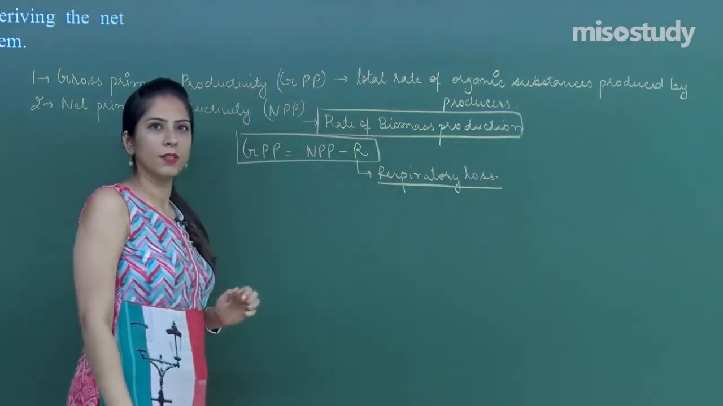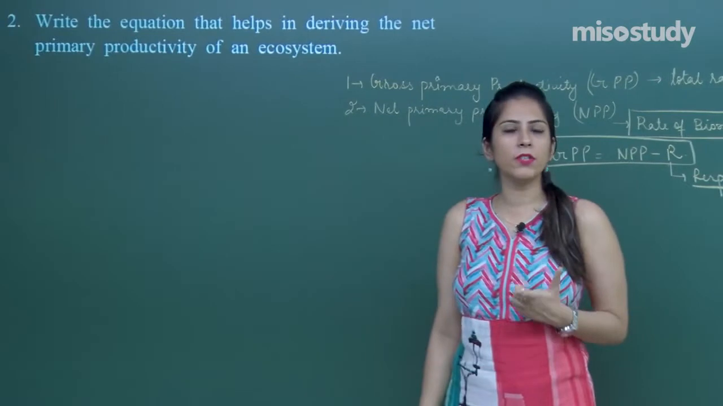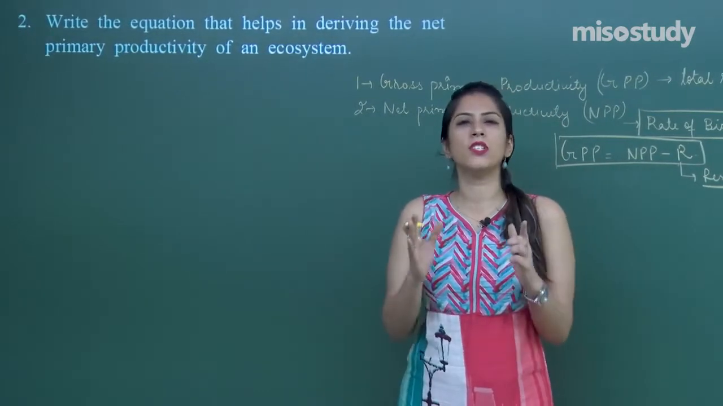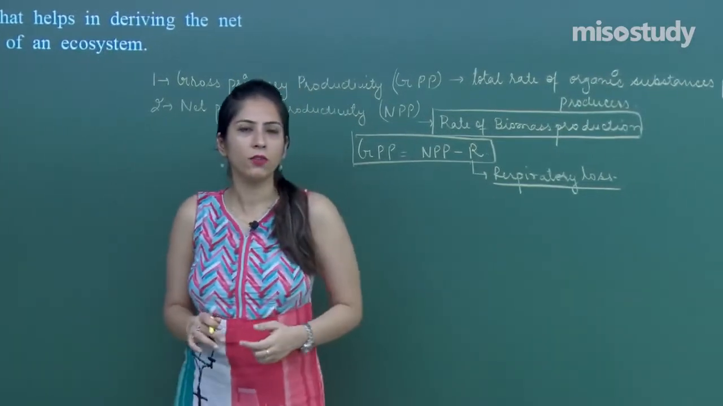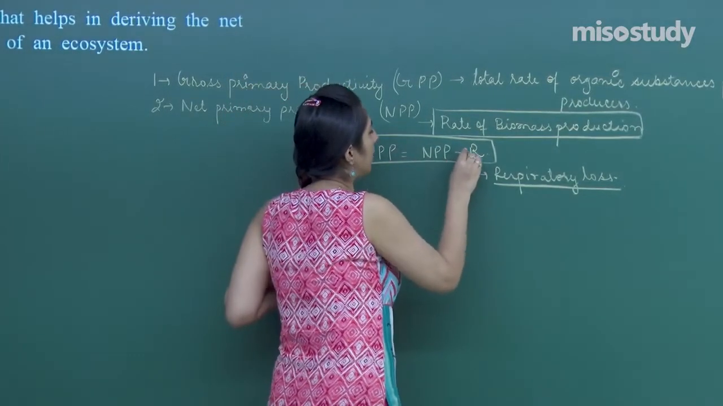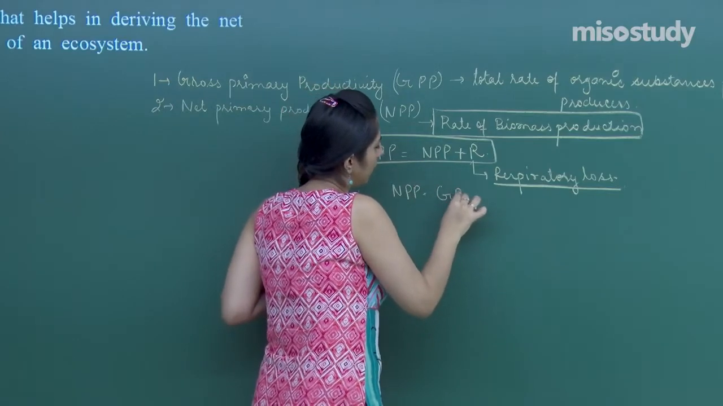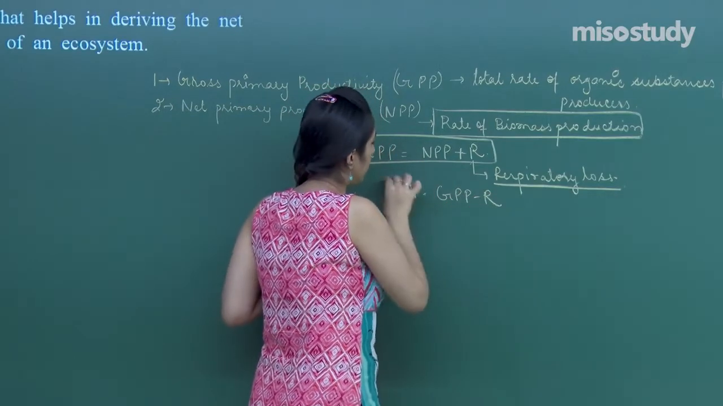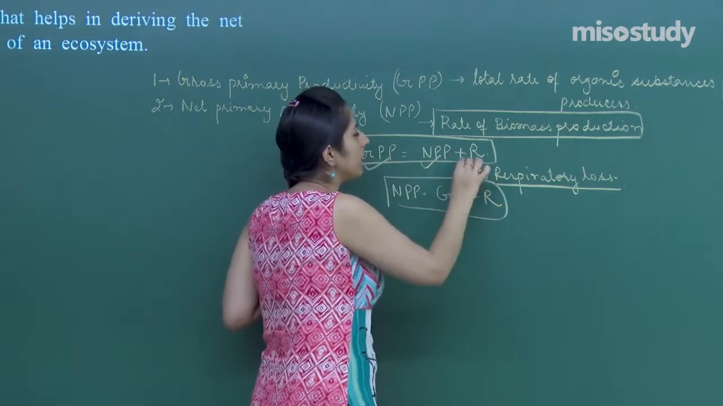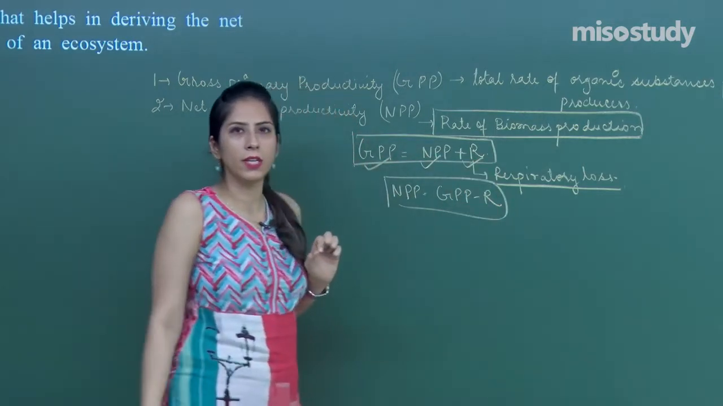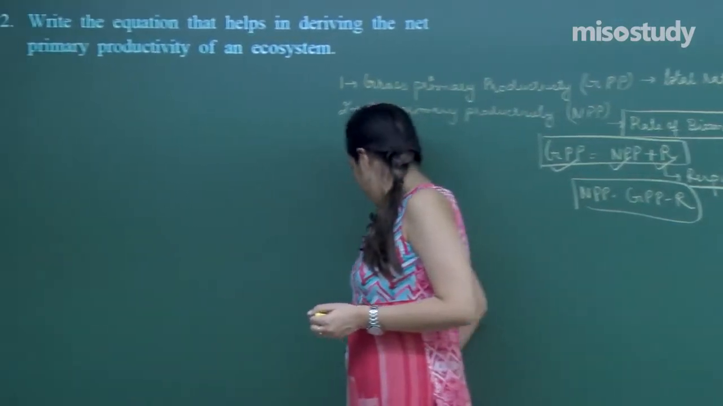Respiratory loss, right? So, this was question number 2, and when we talk about the derivation, GPP is equal to NPP minus R. Sorry, this is NPP plus R. The NPP is equal to GPP minus R. This is the relationship, because this is the total and this is the biomass and this is lost in the form of respiration, right? This is the relationship. Now, this was question number 2.